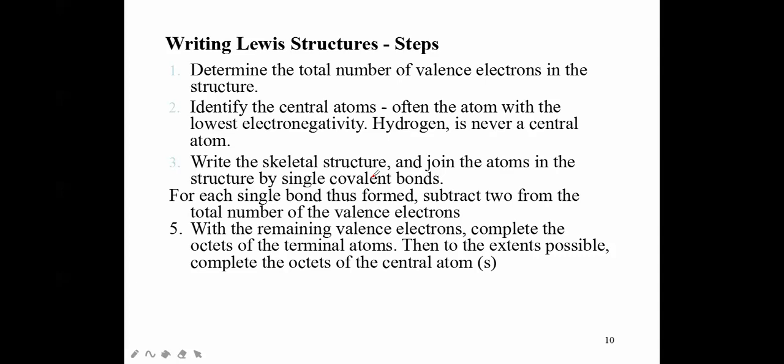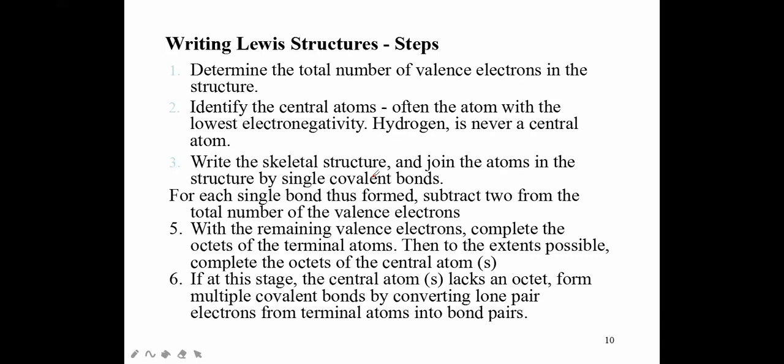Then the extras also complete the octet of the central atom. If at this stage the central atom lacks an octet, then you start forming multiple covalent bonds. So the next covalent bonds coming in will be because the central atom has not attained its octet state.